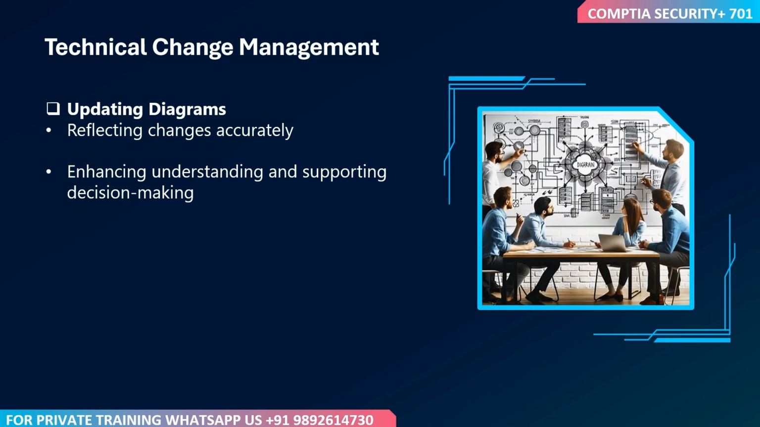Supporting decision making. Updated diagrams provide valuable insights for decision makers, allowing them to make informed choices based on current system configuration and dependencies. Consider a software development project where a team is responsible for building an e-commerce platform. Initially, the system architecture is represented through diagrams illustrating the interaction between various components such as servers, databases, and user interfaces. As new features are added or existing ones modified, these diagrams need to be updated to reflect the changes accurately. Failure to do so could lead to confusion among team members and hinder the development process.